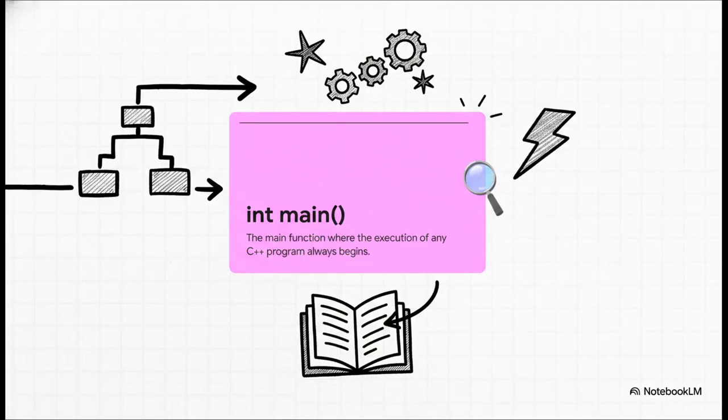Here's the crucial part. The execution of absolutely any C++ program always begins with the main function. Honestly, it doesn't matter how massive your code is, execution will kick off right at this int main block. You can think of it as the actual body of our formal letter. This is where the real action and all the logic actually happen.